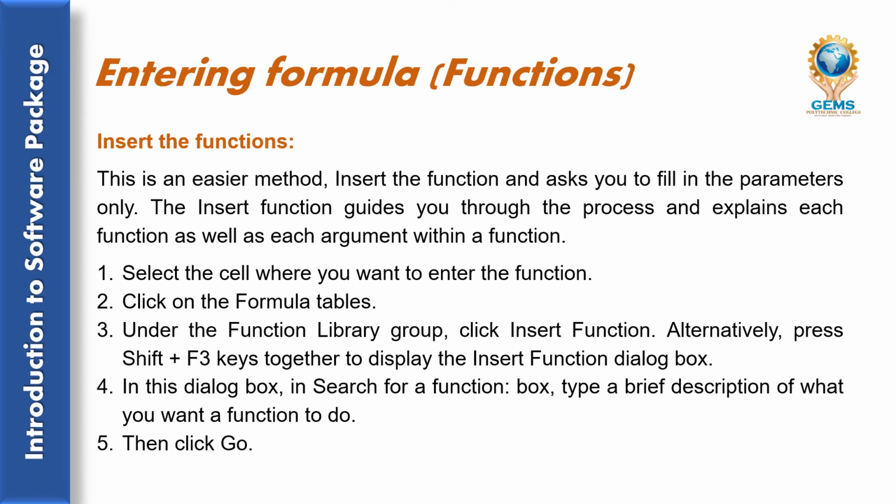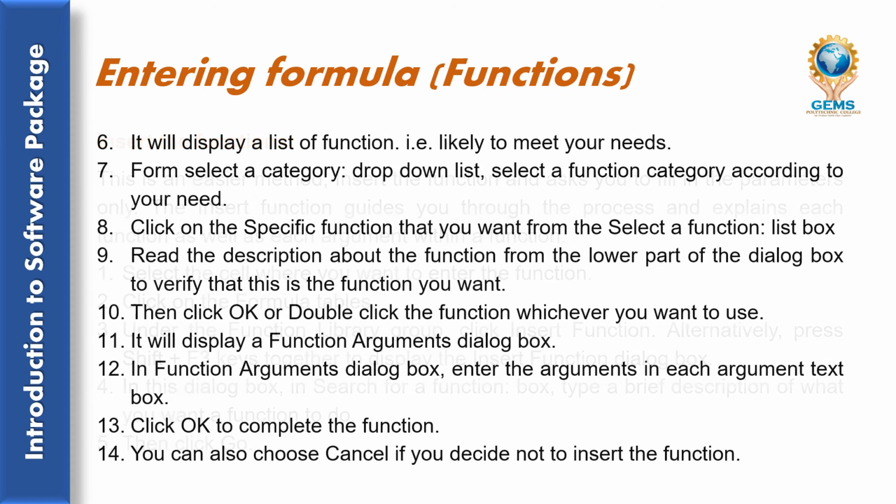In this dialog box, in the Search for a function box, type a brief description of what you want the function to do. Then click Go. It will display a list of functions that will likely meet your needs. From the category drop-down list, you can select the function category according to your needs. Click on the specific function that you want from the selected function list box.